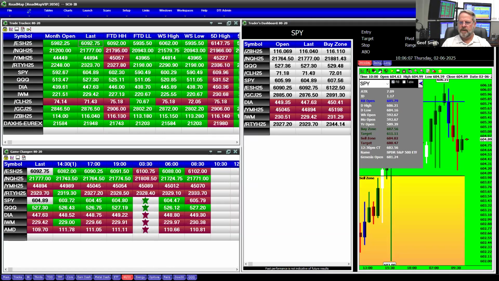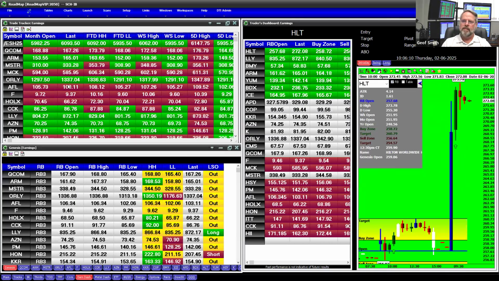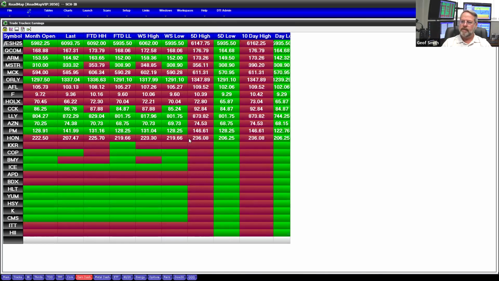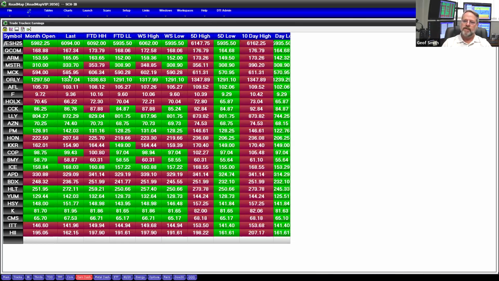I have a page in here where I keep all the earnings names, and these are the ones that came out either last night or this morning. I'll just blow this up. There we go, it'll populate in. You can see stocks like Ford, Aflac, Hallex or whatever it's called, Honeywell, KKR, APD, Air Products, and this is BDX. Some of them are real negative, but some are real positive.